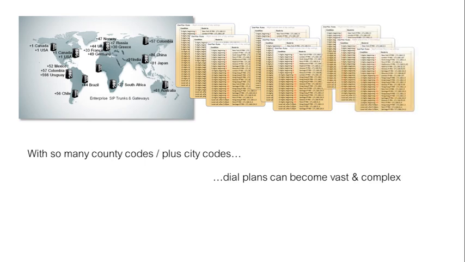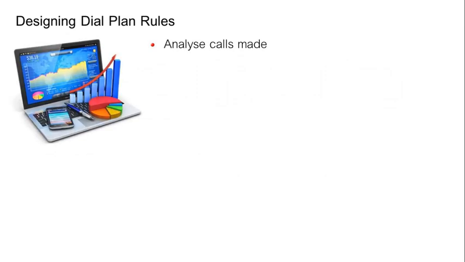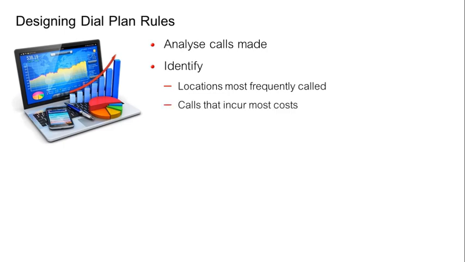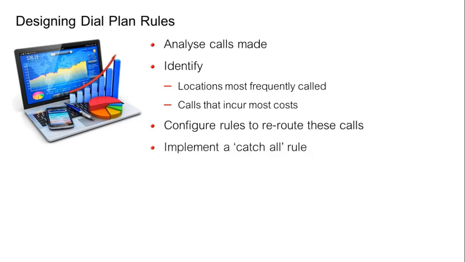Now, with so many countries, never even mind cities, dial plans can become vast and complex, particularly if attempts are made to cater for every possible call to every possible location. A good starting point is to analyse the calls made, identify the locations most often dialed or that incur the most costs, and then configure rules to reroute those calls. Dial plans should then also implement a final catch-all rule that routes everything else out over the TSP.